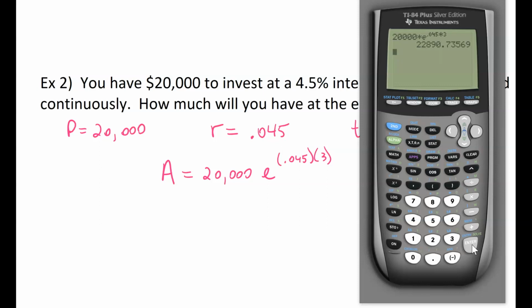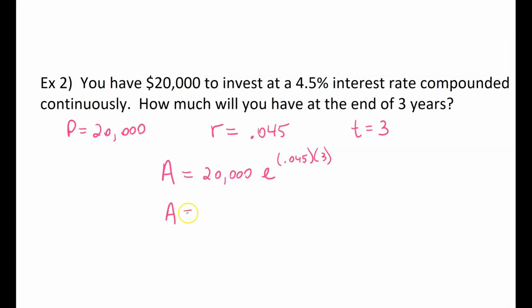And since this is a money question, we'll go ahead and round to 2 decimal places. So A is equal to, was it 22,890 and what, 74 cents? Yeah. Is that right? Okay. All right. That's not too bad. That means you made how much money? 2,000. Yeah, close to $3,000 just for letting it sit there.